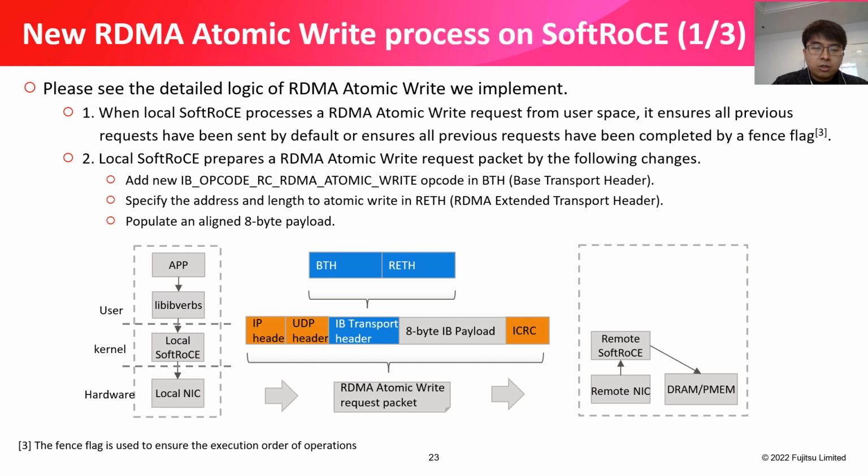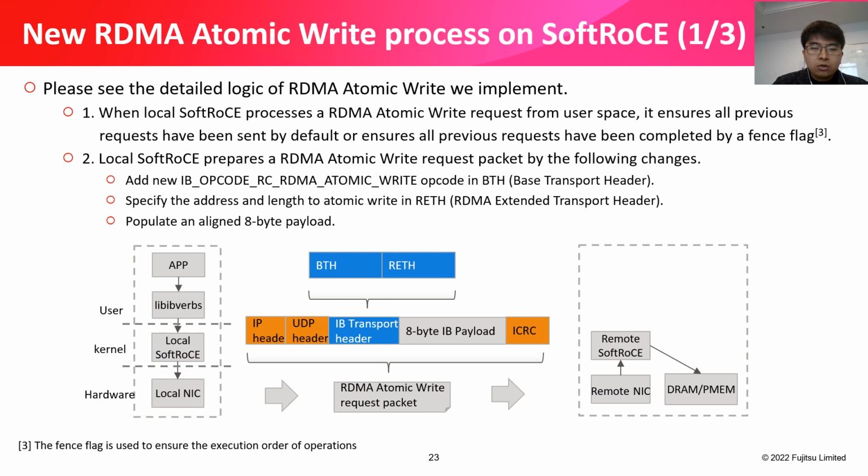Let me talk about how to implement a new RDMA atomic write process on soft RoCE. Please see the detailed logic of RDMA atomic write we implement. Step 1. When local soft RoCE processes an RDMA atomic write request from user space, it ensures all previous requests have been set by default, or ensures all previous requests have been completed by a fence flag.